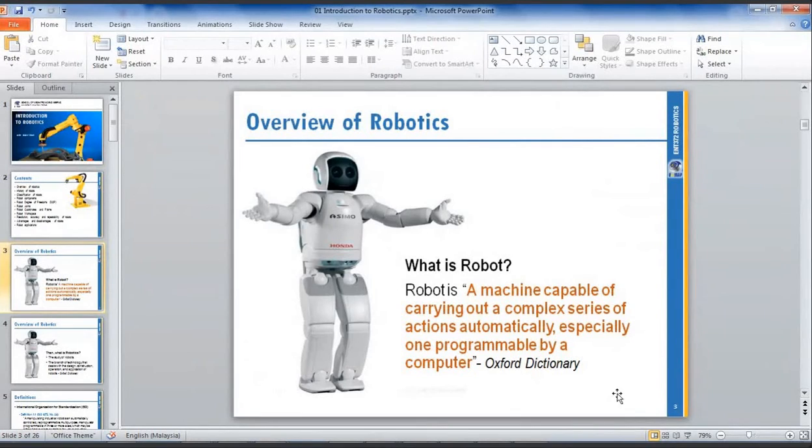So, what is a robot? A robot is a machine capable of carrying out a complex series of actions automatically, especially one programmable by a computer. There are many definitions, and this is one of them.